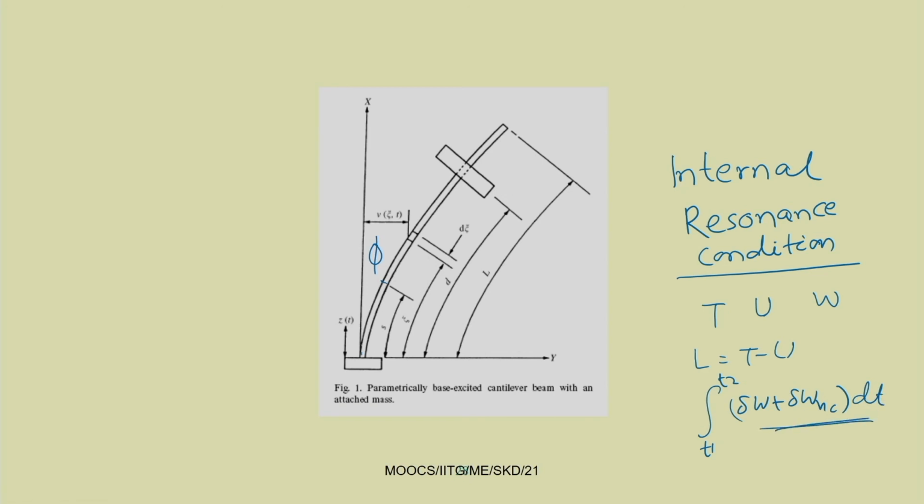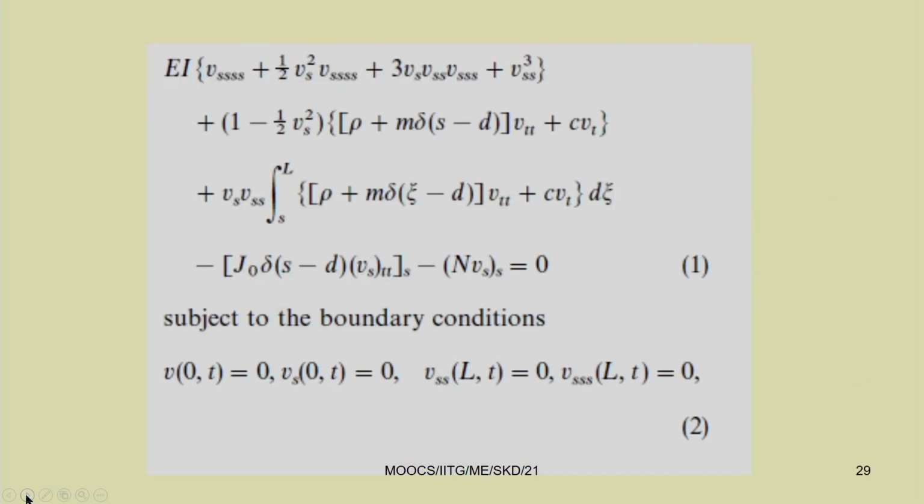The advantage of using this extended Hamilton principle is that one can get the equation of motion and the boundary conditions simultaneously. Using the Lagrange principle, one can obtain the equation of motion conveniently, but the boundary conditions one has to decide later. But by using this extended Hamilton principle, one can get both the equation of motion and the boundary conditions. In this case, the equation of motion can be written in this form.